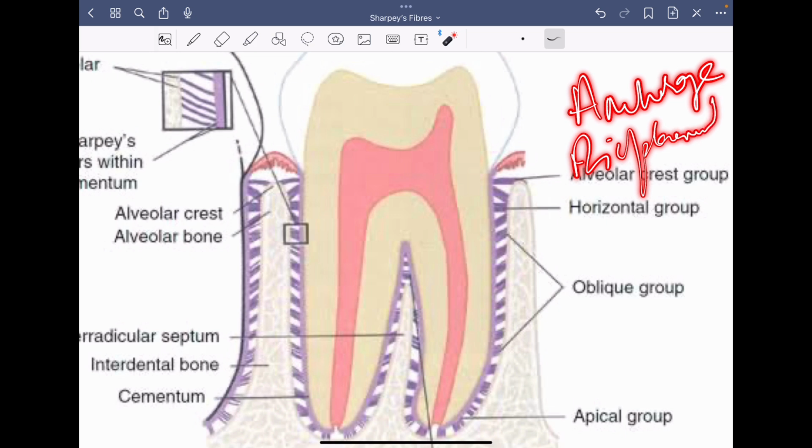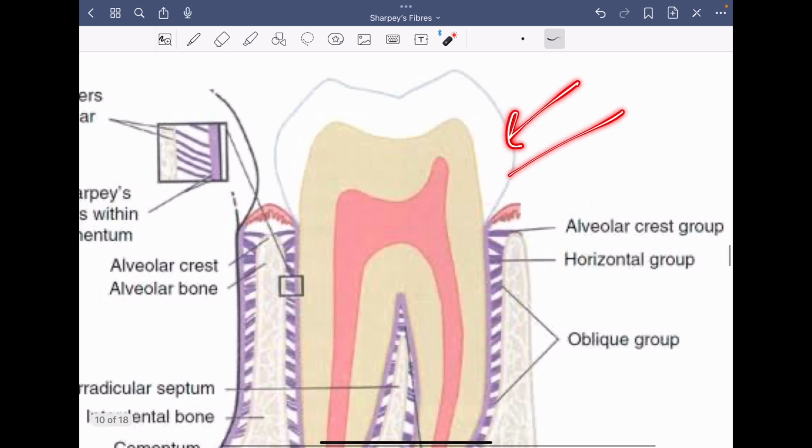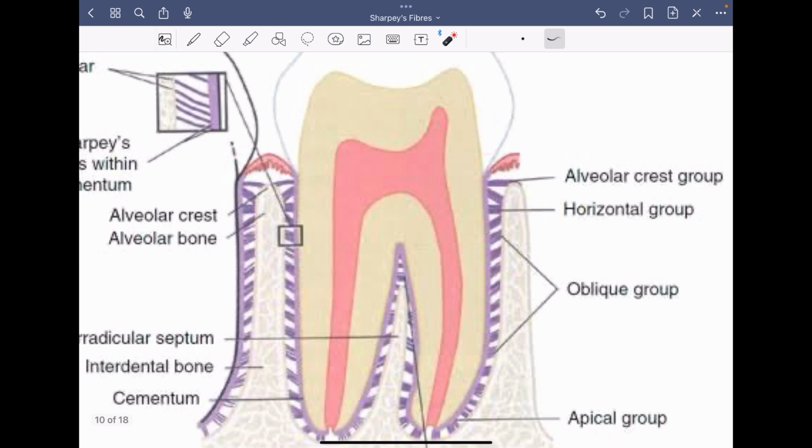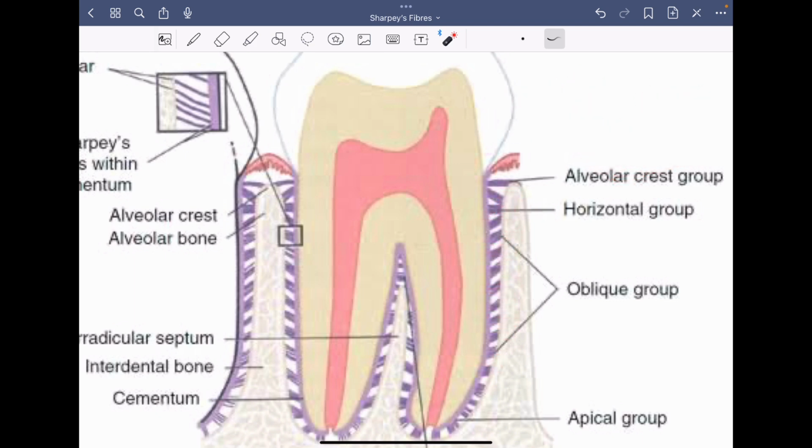Next we have seen the shock absorption property. So whenever any forces are directed towards the tooth, the tooth is a hard structure and it is connected to the alveolar bone or the socket through these fibers. Why? Because we need a cushion. We need something like a cushion which can resist those occlusal forces. So the main theme here is the cushioning effect, right?